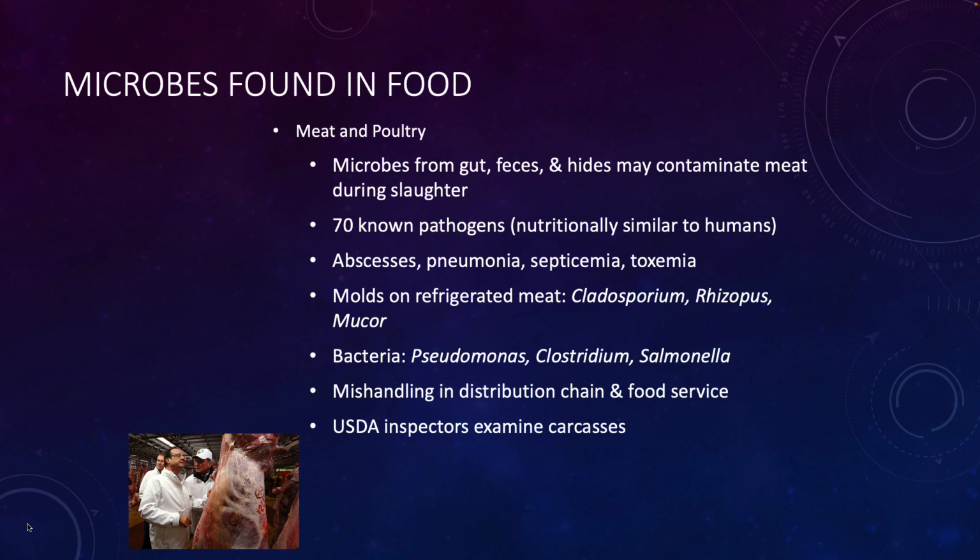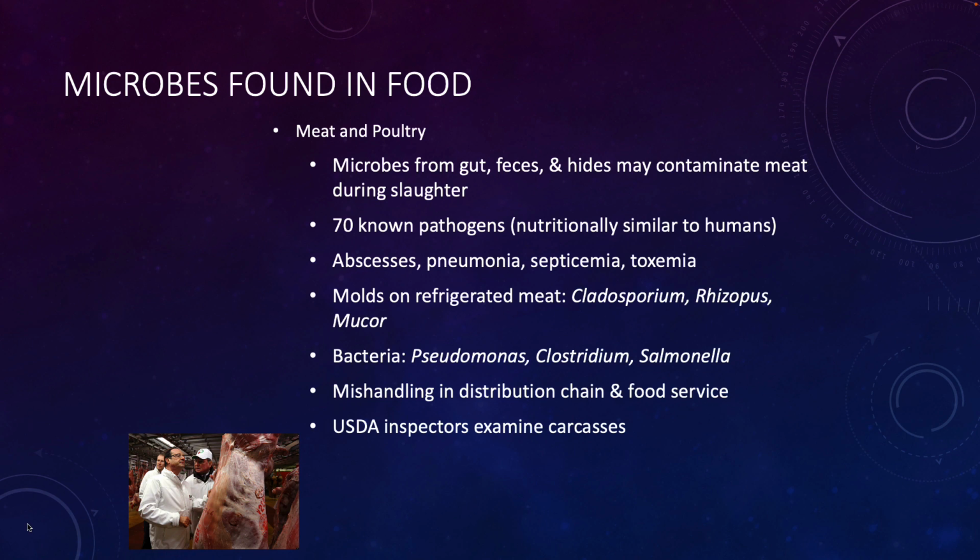The USDA in the US, the US Department of Agriculture, is responsible for examining carcasses to make sure that overall the carcass looks healthy, that there weren't big wounds and infections in the animal before it was butchered. So in theory, that should help. They try to examine facilities to make sure there's not a lot of fecal contamination.